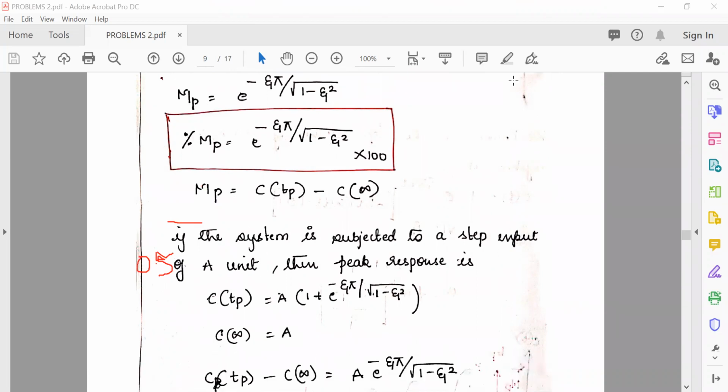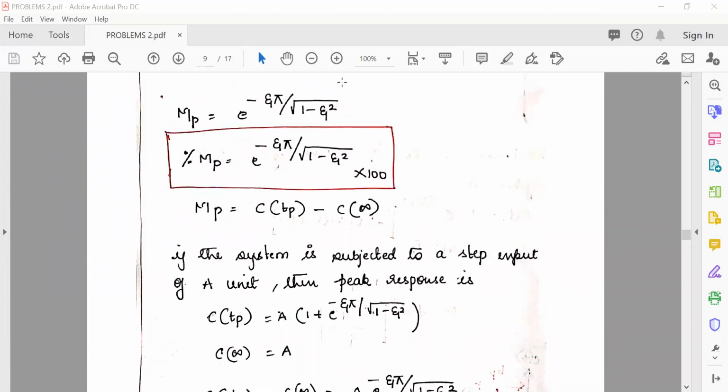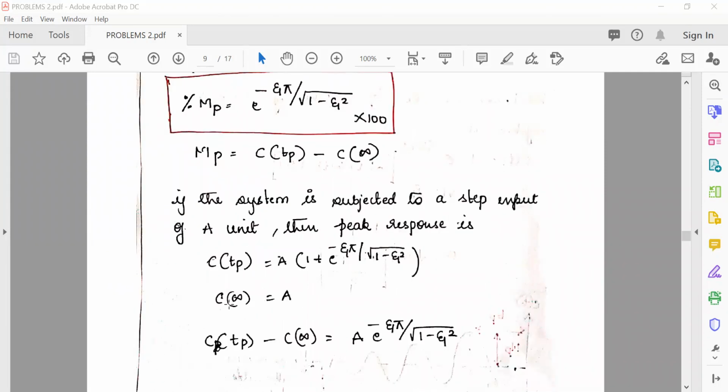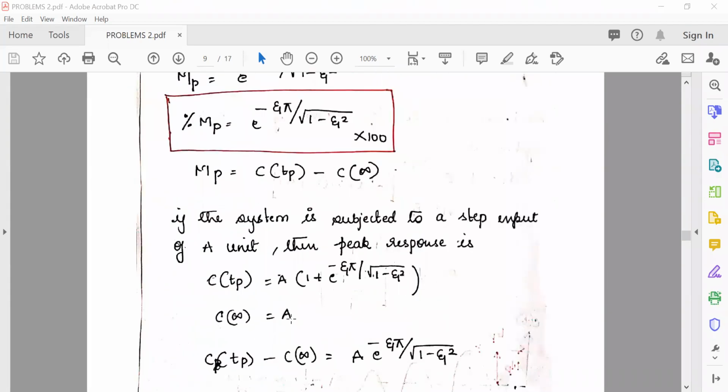If the system is subjected to a step input of magnitude A, then the peak response is going to be A into this value. You have to multiply this term by A. The output at infinity, at steady state, here we have taken as 1. Instead, if the input is A, then at infinite time the output is going to be A. So now considering that at infinity it is A.